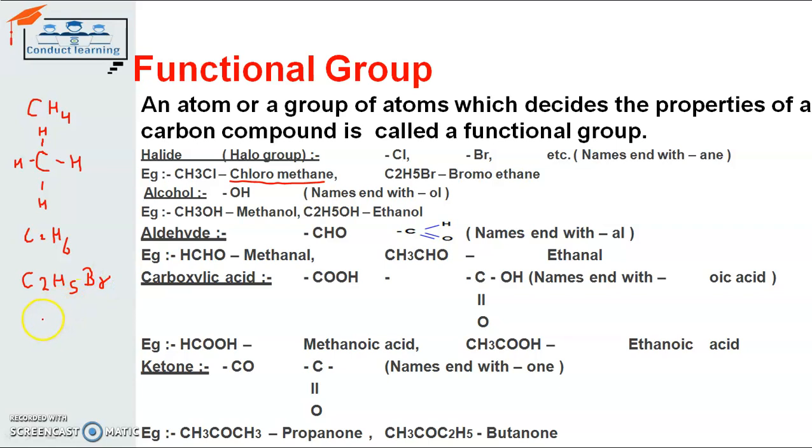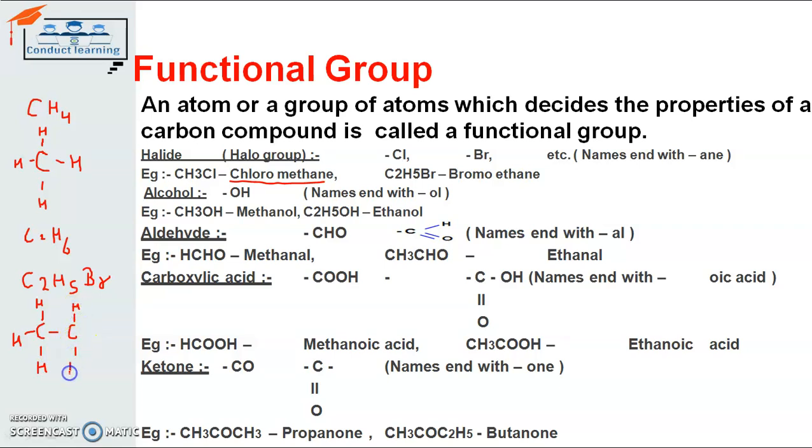So accordingly, the number of carbon atoms will be 2, C and C, and the number of hydrogen atoms will be 5. So all these carbon atoms will share their electrons either with hydrogen atoms, with the carbon atom, or with the bromine atom, and become bromoethane.